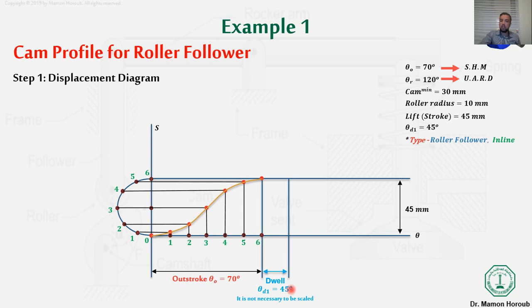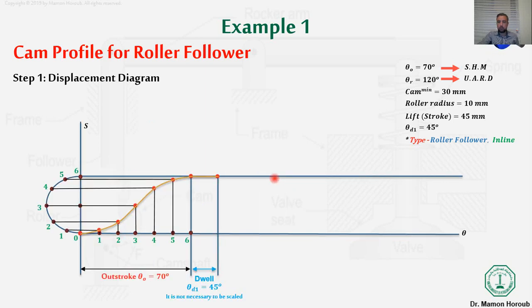By the way, for the dwell, it's not necessary to be scaled. You can just put it to show there's a dwell here. So even if it's 90 degrees, 9 centimeters, you don't need to draw 9 centimeters. Just draw it with 1 centimeter to show that here we have a dwell, because the dwell has no effect. It's a straight line at the end. So we are drawing a straight line between the last point of the outstroke period and the last point of the dwell, which is the dwell period.